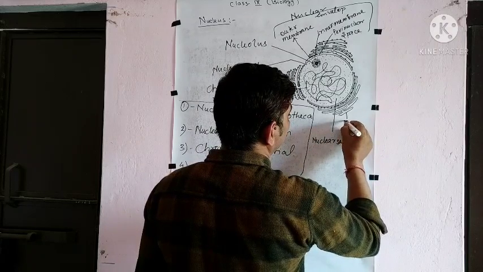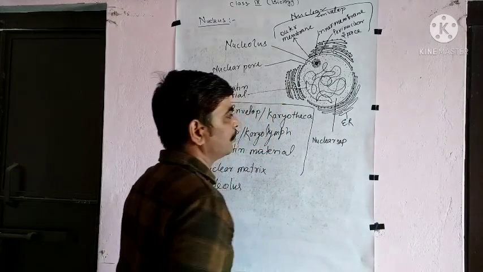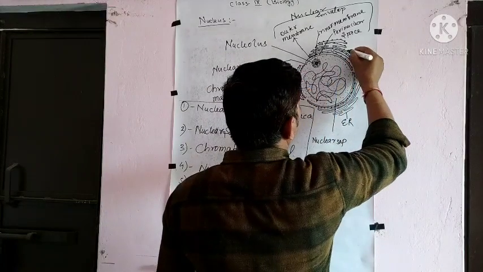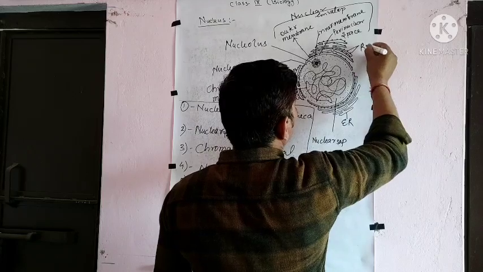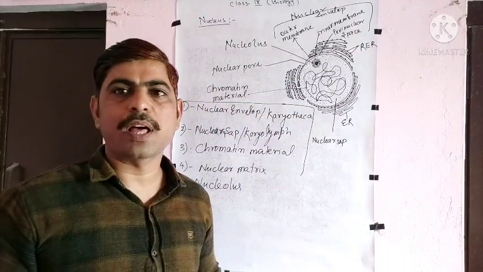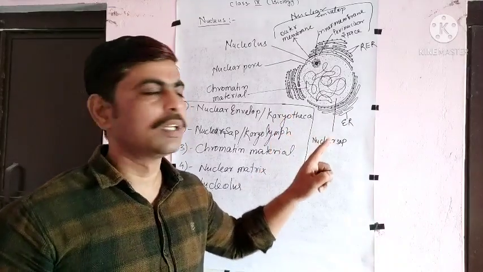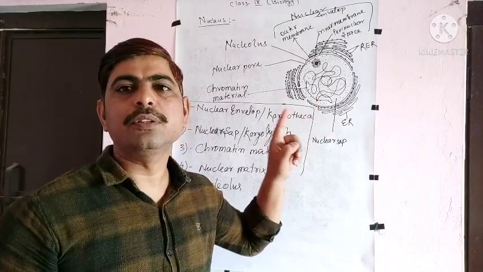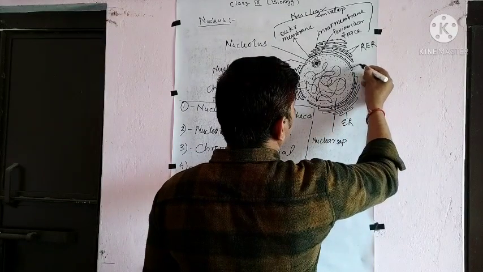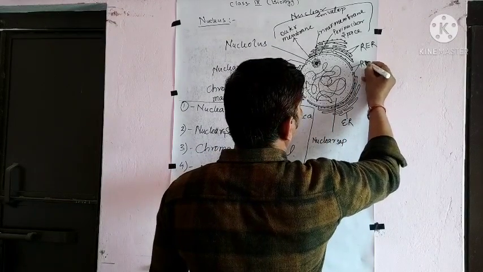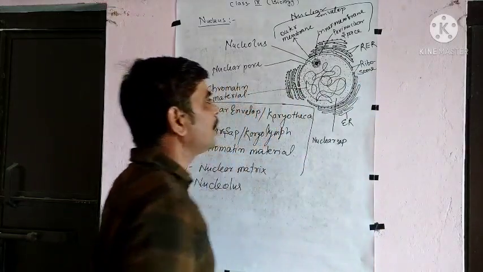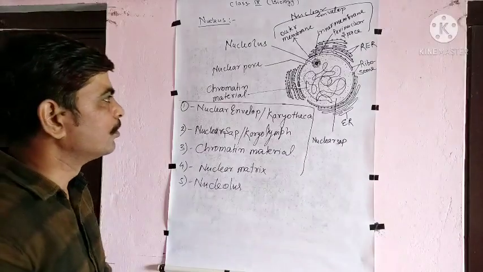Okay, this is the endoplasmic reticulum. Which type of it is? Smooth. And here, see here, this is RER, that means rough endoplasmic reticulum. Space is less. These granule-like structures are ribosomes.